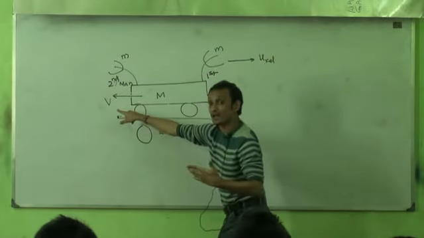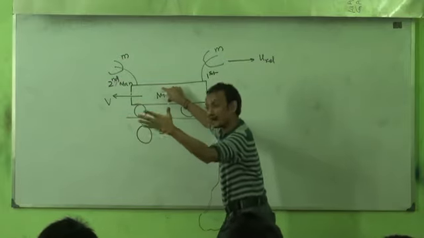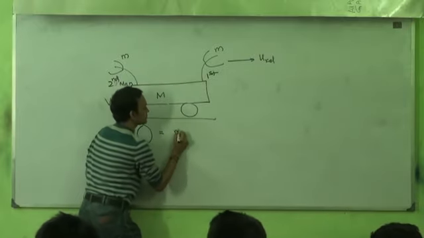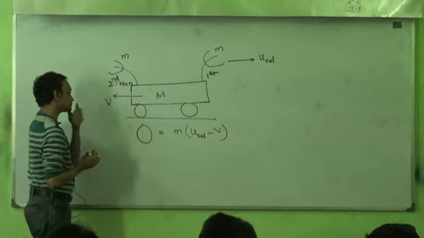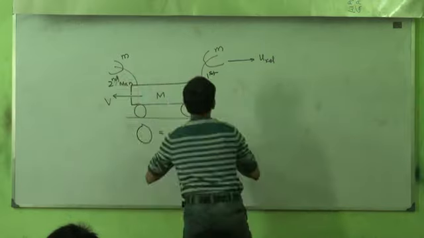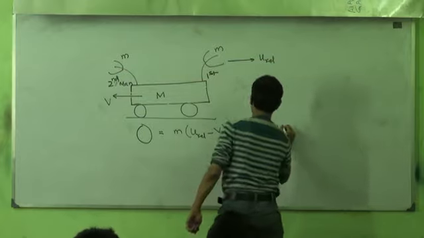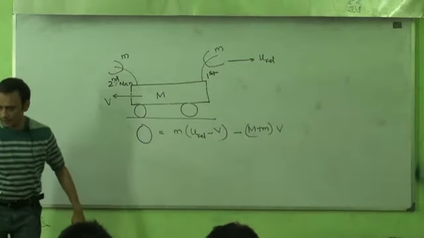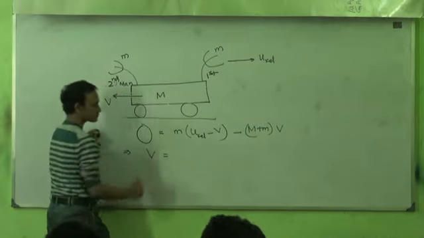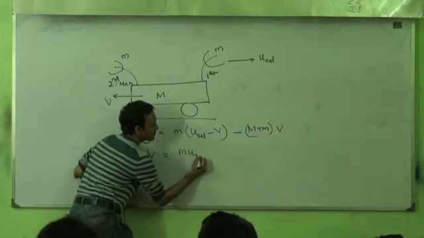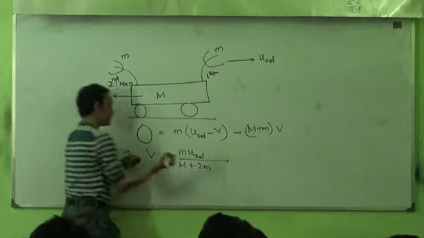u rel minus v. That means relative velocity plus velocity of the observer, which is minus v. So, this guy carries with himself u rel minus v, right? And then minus capital M plus small m into v, right? So, leading to the velocity v as m u rel divided by capital M plus 2 times small m.